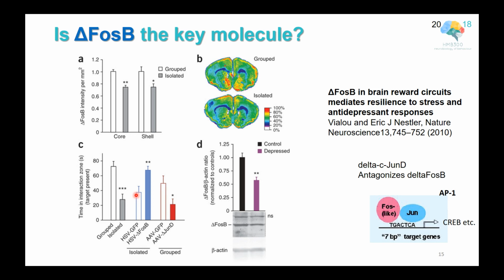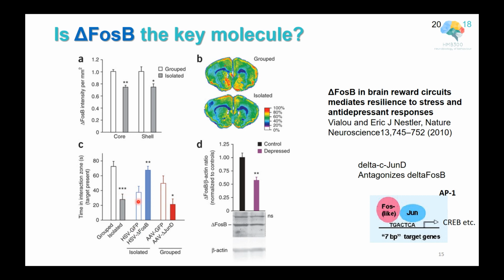To restate the last point: in these socially isolated mice that should be depressed, if we inject HSV carrying the GFP gene and introduce GFP, it has no other effect. It just makes the neurons glow green, and it doesn't affect their interaction.